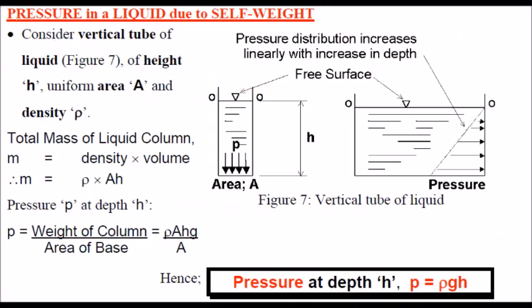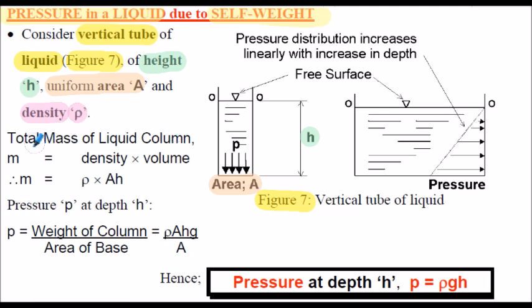Let's consider pressure in a liquid due to the self-weight of the liquid. If we consider the vertical tube of liquid shown in figure 7, here's figure 7, here's the vertical tube of liquid here. It has a height h and a uniform area, capital A, at the base of the tank. The density is symbol rho.